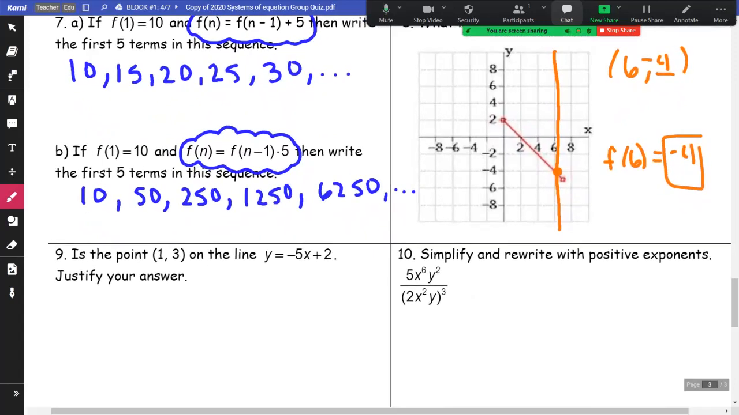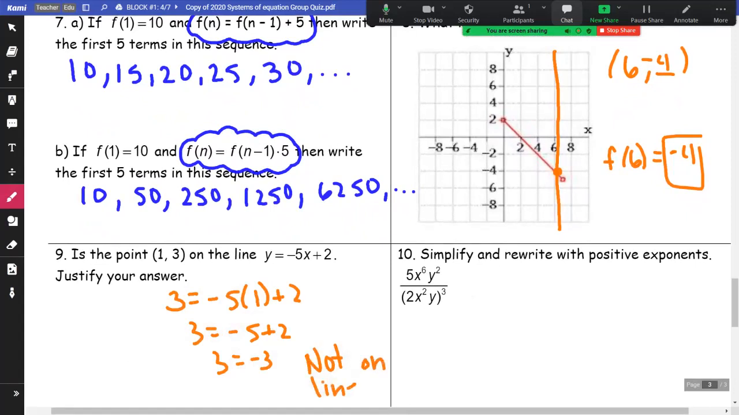Is the point 1 comma 3 on the line? So you're going to put in 1 comma 3 into the equation. So 3 is my y, negative 5 times x, which is 1, plus 2. So I get 3 is equal to negative 5 plus 2. I get 3 is equal to negative 3. So not on line. Okay, why? Because I got a false statement.